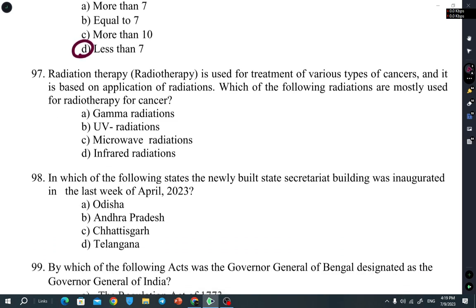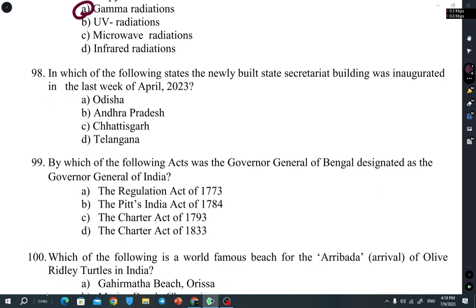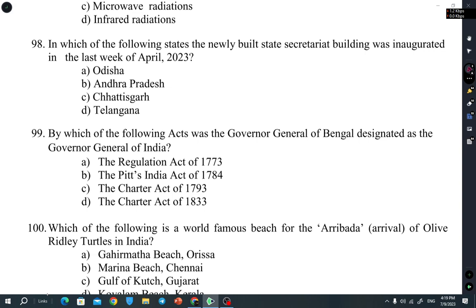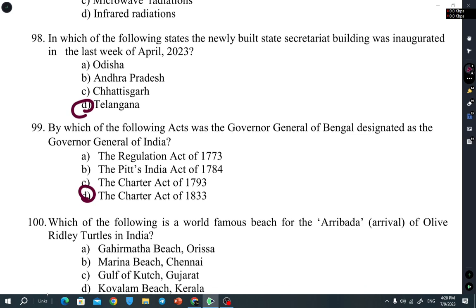Next question. Radiation therapy is used for treatment of various types of cancers, and it is based on application of radiations. Which of the following radiations are mostly used for radiotherapy for cancer? Gamma radiations? Option A. In which of the following states the newly built State Secretariat building was inaugurated in the last week of April 2023? Option D. Telangana. By which of the following acts was the Governor General of Bengal designated as the Governor General of India? Option D. The Chartered Act of 1833.